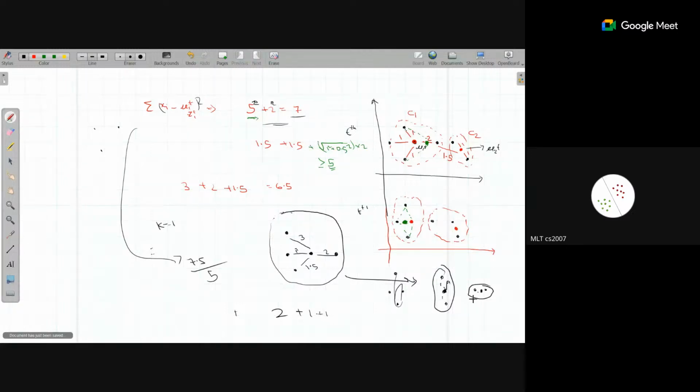I hope it is clear. Yes, sir, it's clear. But I can get that. How can you divide this by? This has 3 points, and another one has 2 points only.